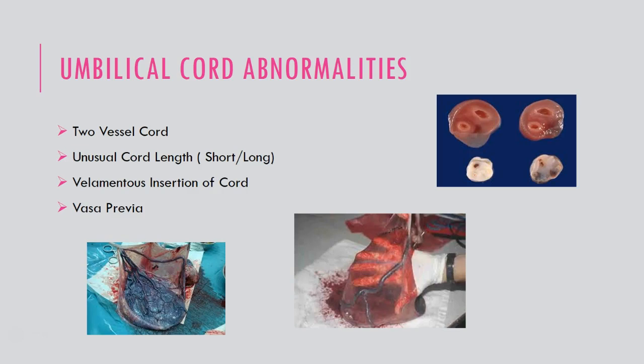You don't have to worry too much about the velamentous insertion of the cord or the vasa previa, but these are pictures of those two at the bottom here, and it just means that the cord has an abnormal implantation into the placenta.